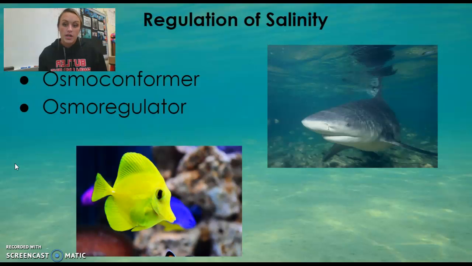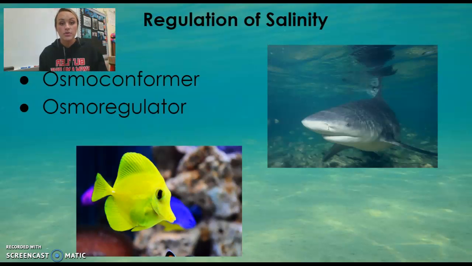So we first started talking about with the basics of biology is the idea of the regulation of salinity, or osmosis. And in our ocean environments, we know that we have a higher salt concentration in the environment compared to the cells, the organisms that are living in it. So there are two different types of regulations of salinity mechanisms. So we have osmoconformers and osmoregulators. An osmoconformer is an organism whose internal salt concentration actually conforms to the salinity of their environment.